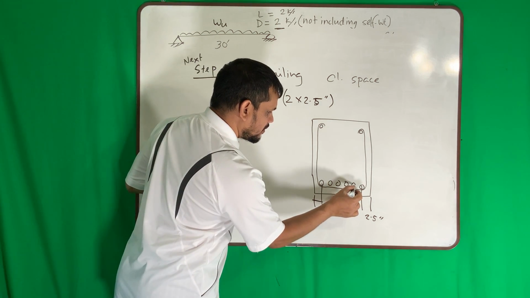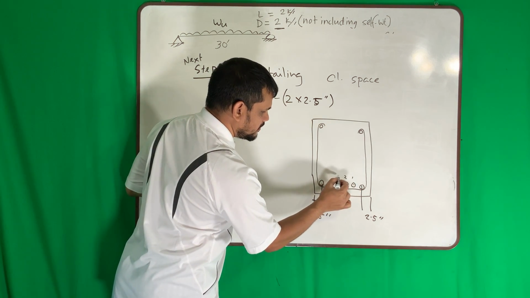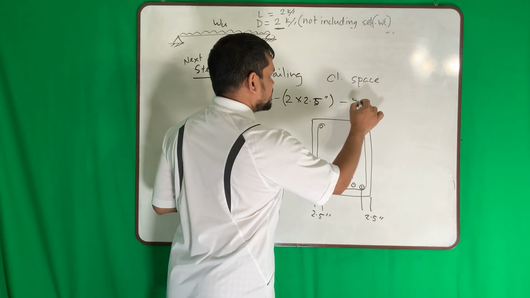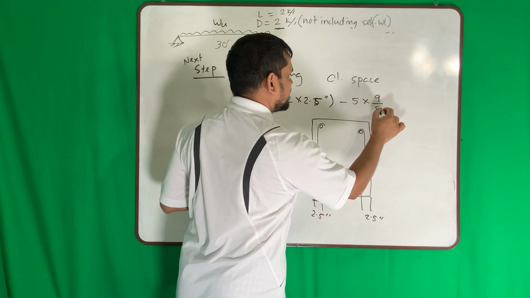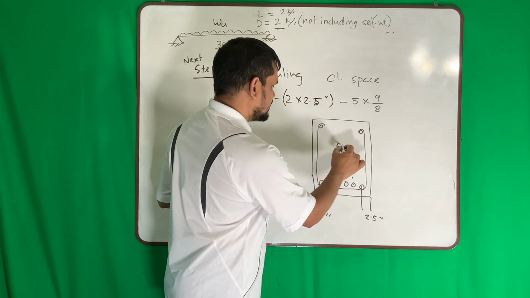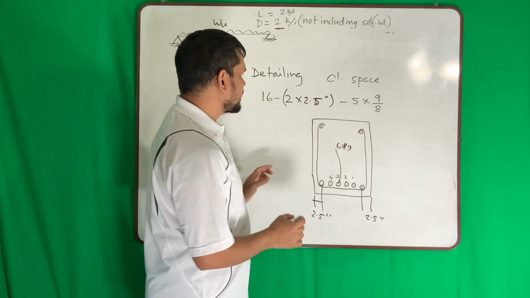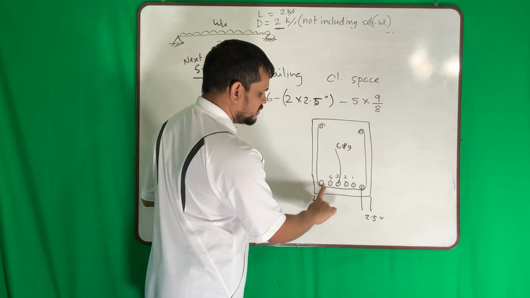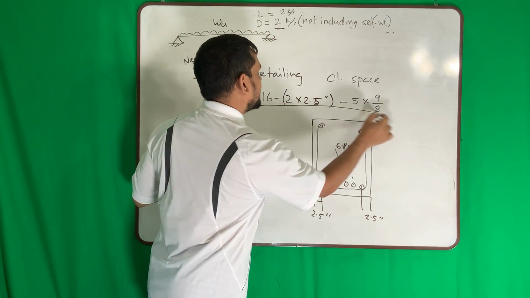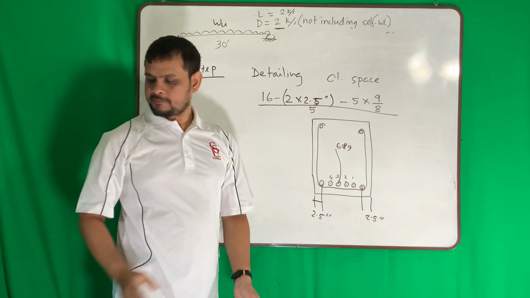Then how many bar? 1, 2, 3, 4. 4 bar here. Half here, half here. So 5 bar actually. So 5 bar, diameter of the bar is 9 by 8. Number 9 bar. This is 6 number 9 bar. So die is 9 by 8. So this space will be lost. The remaining space will be divided by 1, 2, 3, 4, 5. Divided by 5 is my clear space between 2 bar.